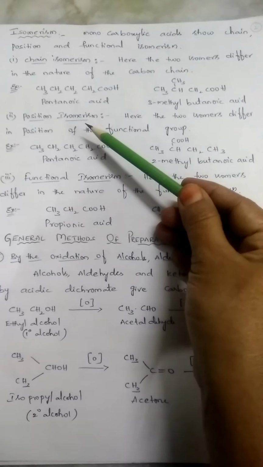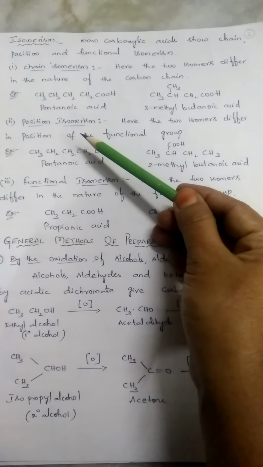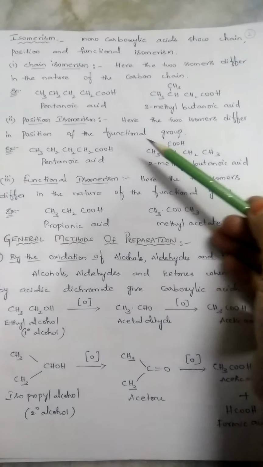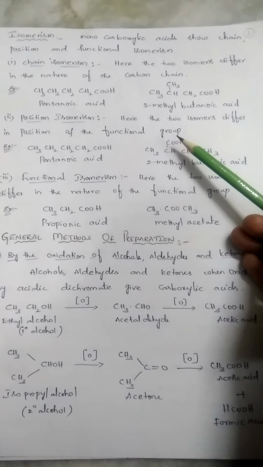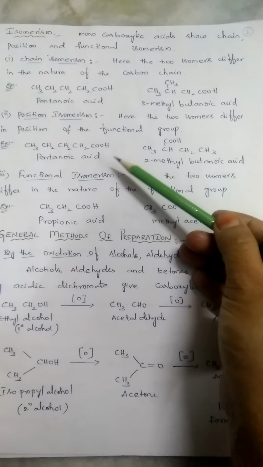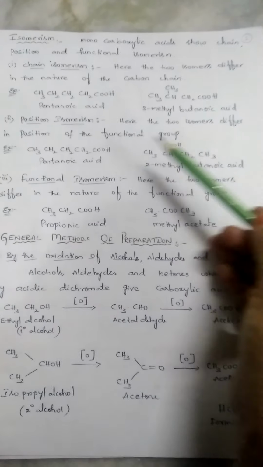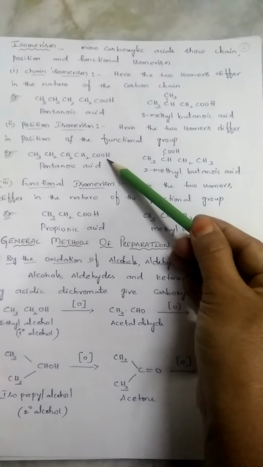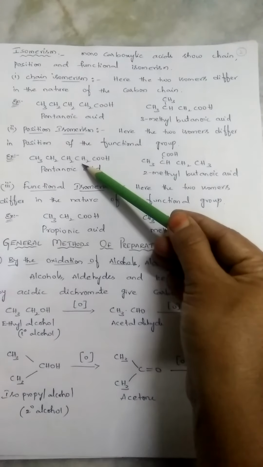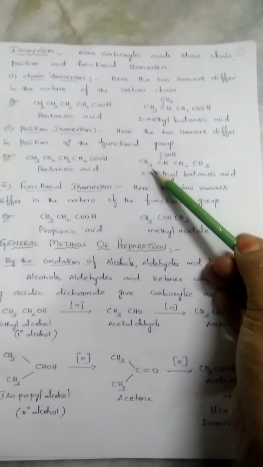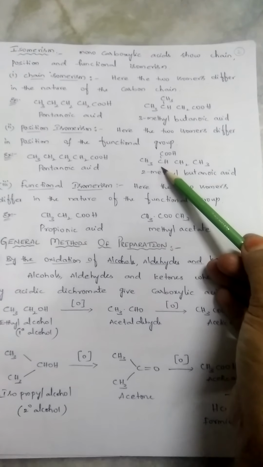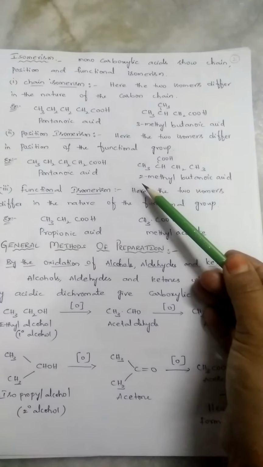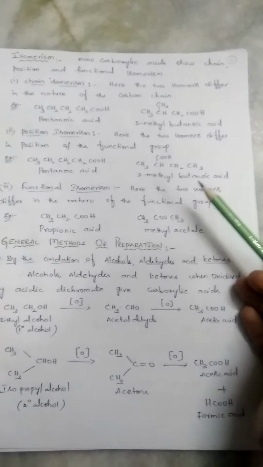And next isomerism is position isomerism. Here the two isomers differ in the position of the functional group. If you observe here, the COOH is connected to the first carbon. But here, the COOH is connected to the second carbon. So this is pentanoic acid, but this is 2-methyl butanoic acid.